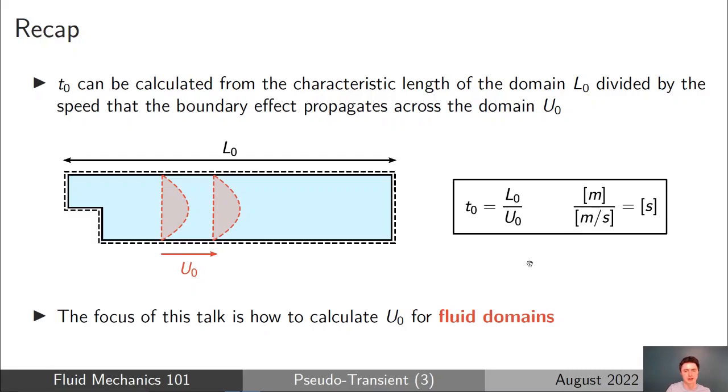And the reason that we did that is because solid domains are very simple, because we only need to worry about how the effect of heat is transferred across solid domains in the energy equation. And what I'm going to be doing in part 3 in this talk is I'm going to be focusing on the calculation of U0, the characteristic speed for fluid domains.